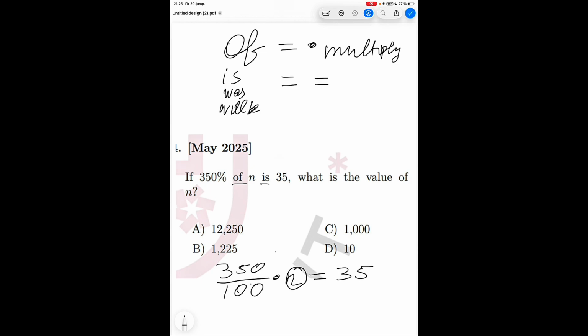In order to find n, we're going to move this to the other side by flipping it, and it's going to be something like that. If we divide this, it's going to be 10, and if we divide the 100 by 10, n is equal to 10. That's it. Our answer is D.